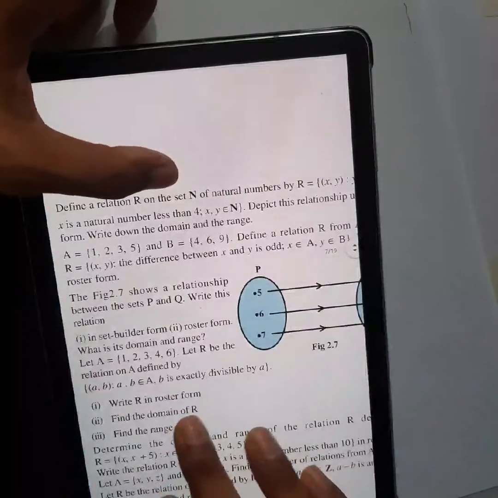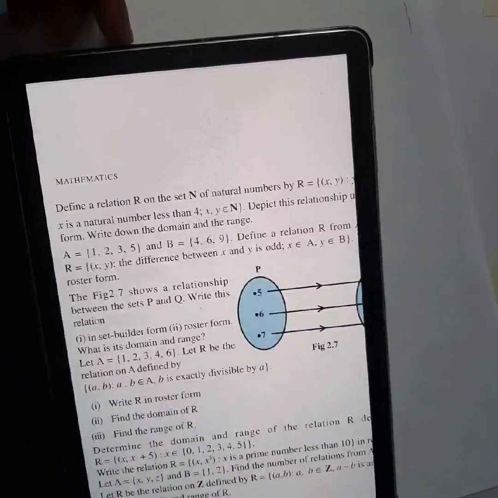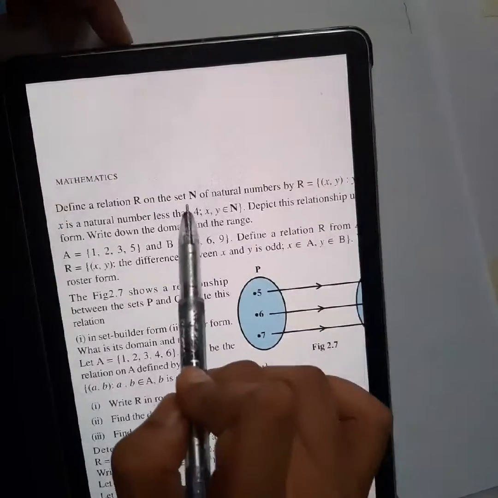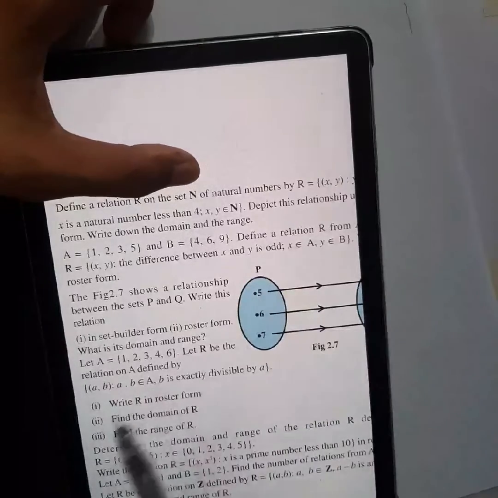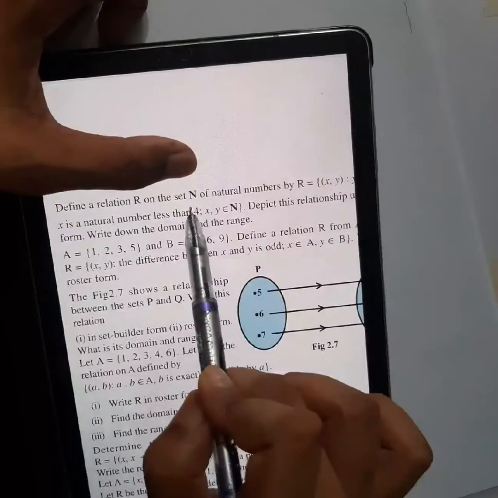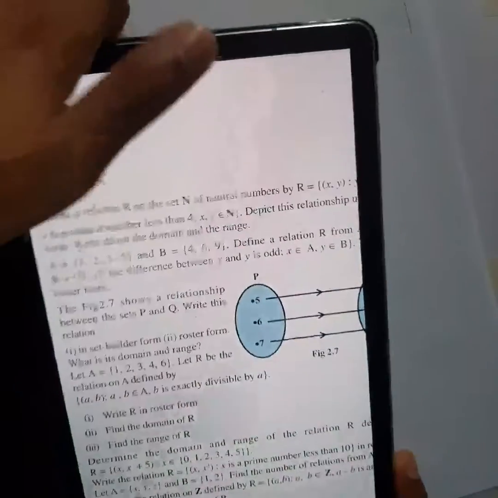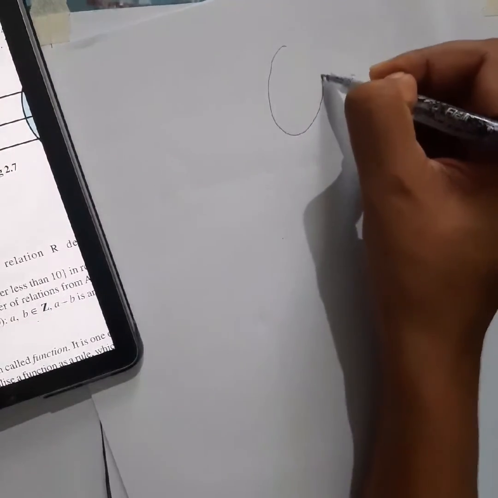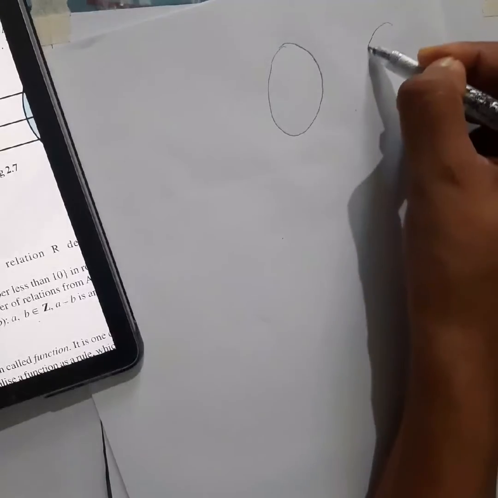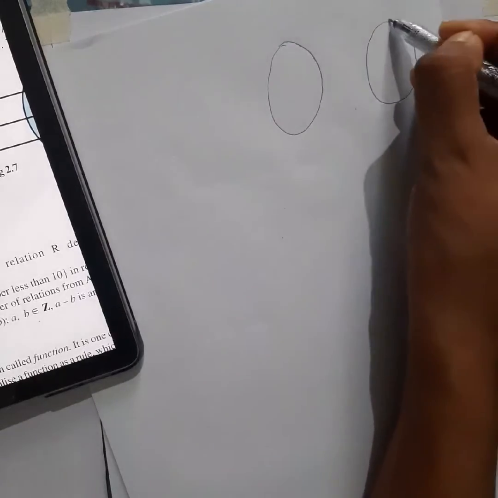Now this time they have given only one set. So can you make a relation with one set only? Obviously no. So what they are trying to say here is, when they give you only one set, try to understand both the sets in your relation will be the same. Means this time they are defining a relation from the set of natural numbers to the set of natural numbers. I told you this, right?